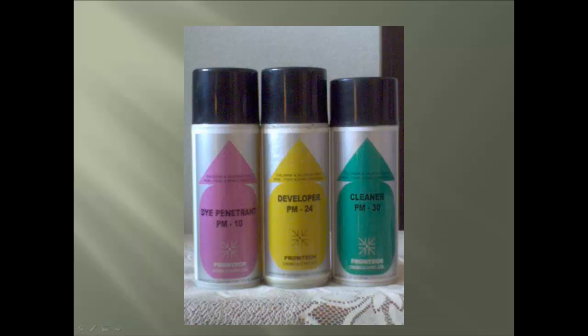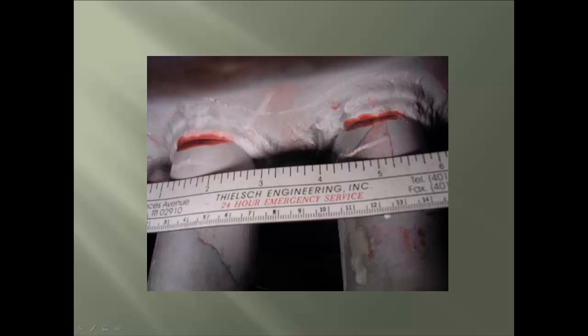Here is a typical set of PT cleaner, penetrant, and developer canisters used within the test method. And here is an example of the finished reveal of the defect. Again, here's another example which shows why this test method is very practical on objects that could be missed by any visual observation.